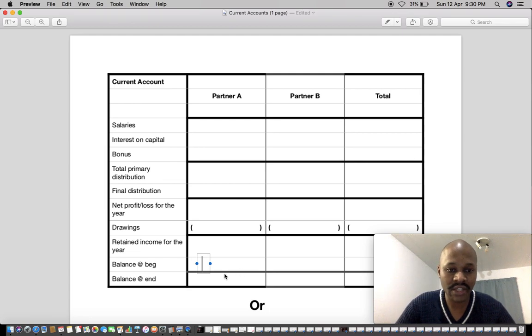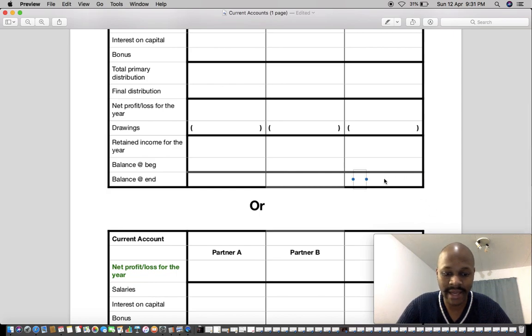Then, to get your balance at the end, you'll simply say retained income for the year, which, as I told you, is net profit minus drawings. Retained income plus or minus balance at the beginning is your balance at the end. And this balance at the end, you take to the statement of financial position under equities because it's part of your equity.